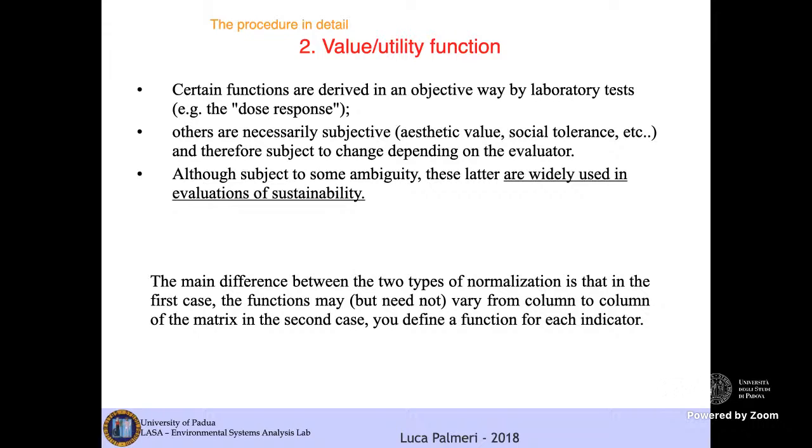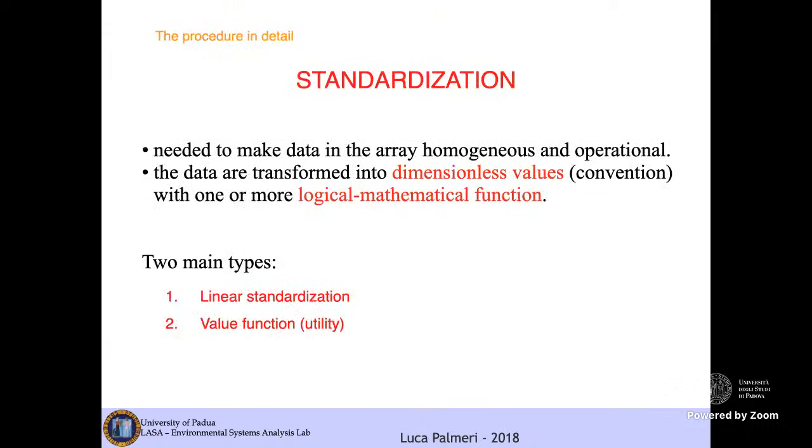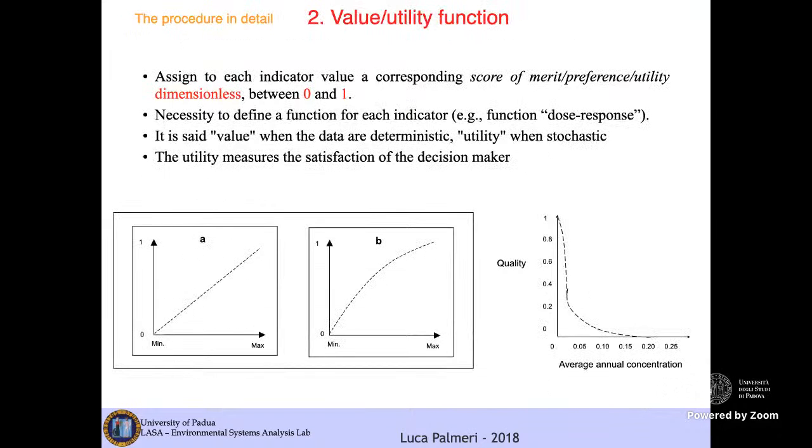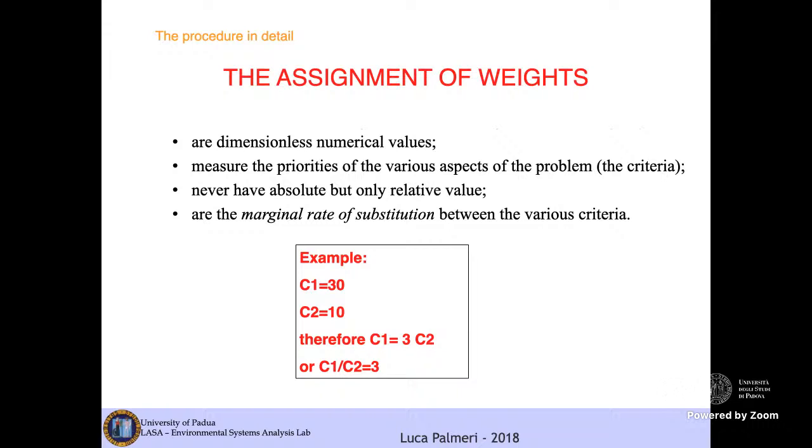The main difference between the two types of normalization is that in the first case, that is the case of classical, linear standardization, the function need not vary from column to column of a matrix. In the second case, you define a function for each indicator. So the value function that you employ typically depends on the meaning of the indicator.